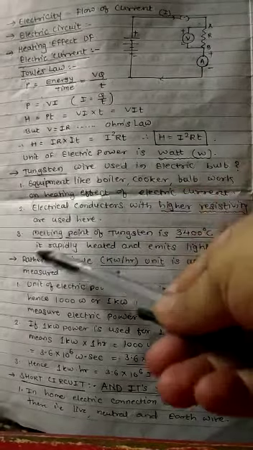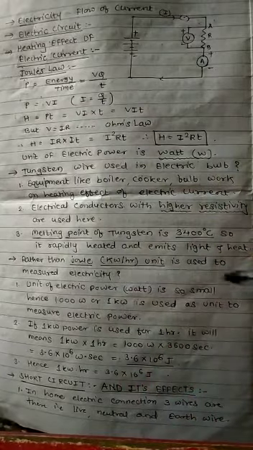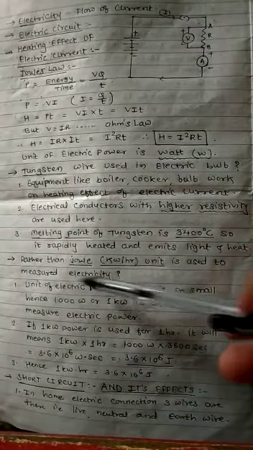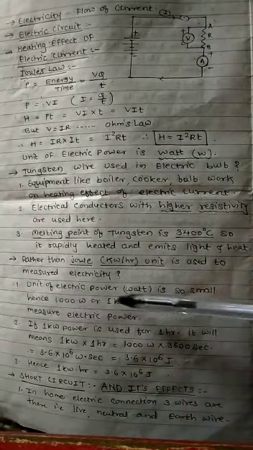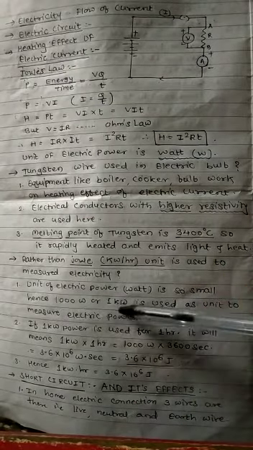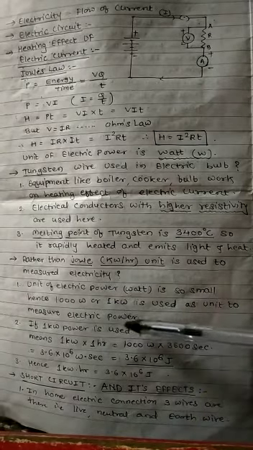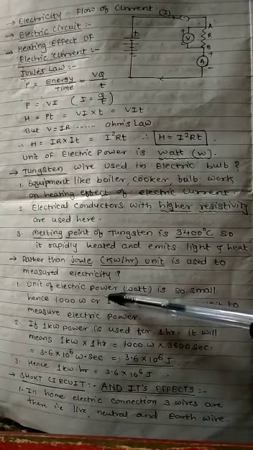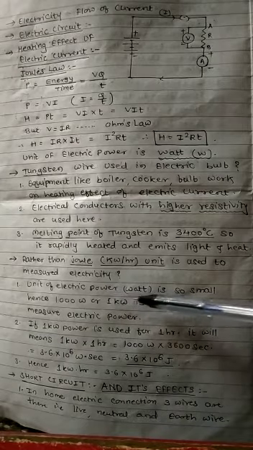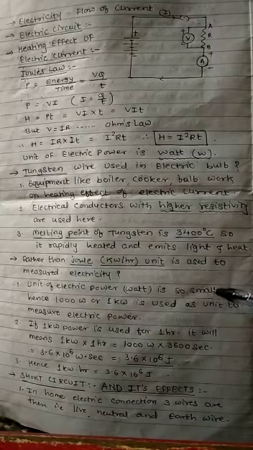Next reason: rather than joule, the kilowatt hour unit is used to measure electricity. First point, the unit of electric power, watt, is so small, hence 1000 watt or 1 kilowatt is used as a unit to measure electric power. See here, the unit of power, that is watt, is so small and that's why it is not used at a commercial level or in industries.